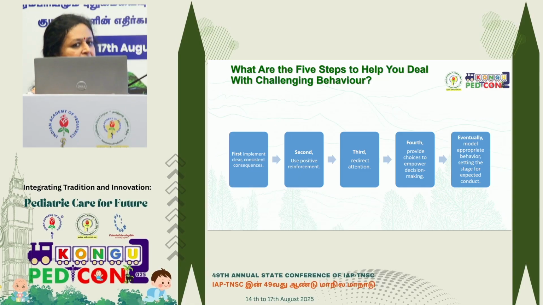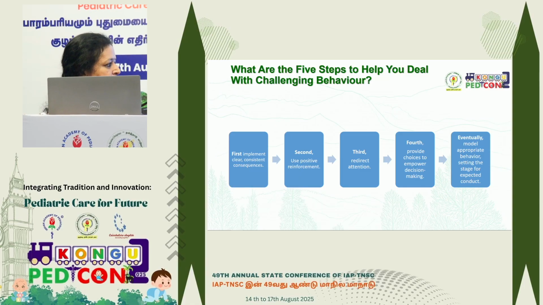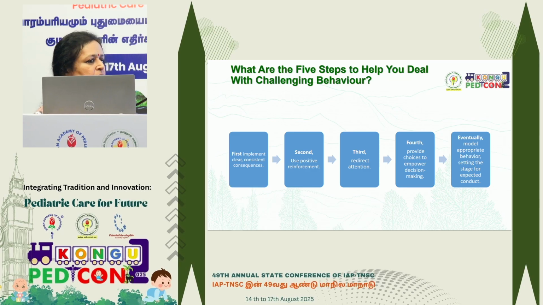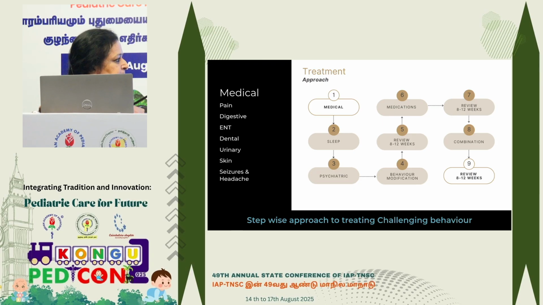And model appropriate behavior. If you don't want your child to spend time on the computer or the phone, first you stop doing it. If you are looking at your phone all the time and you expect your child not to do the same, then that is wrong.